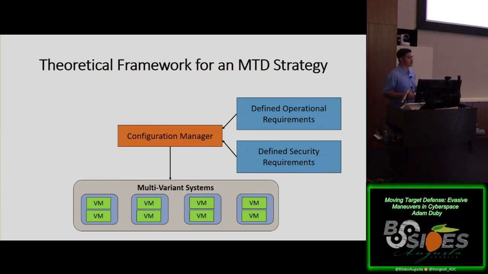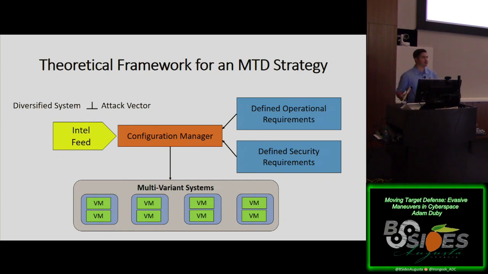And if you're sold on the idea of threat intelligence as a defense, then you can leverage an Intel feed, and you want to make sure that the diversified system is orthogonal to the attack vector. If it's not, then it's not effective. And if you can achieve that, you've effectively created a defensive maneuver on your system.